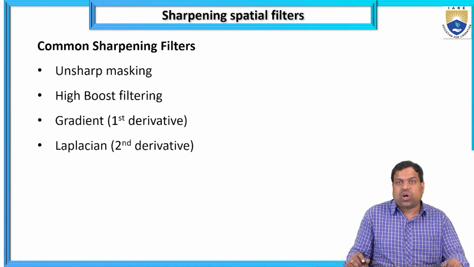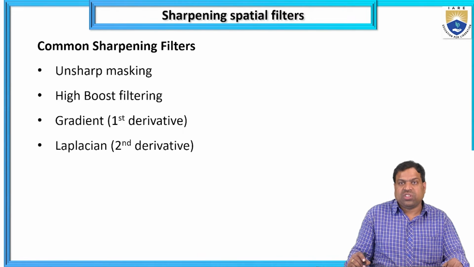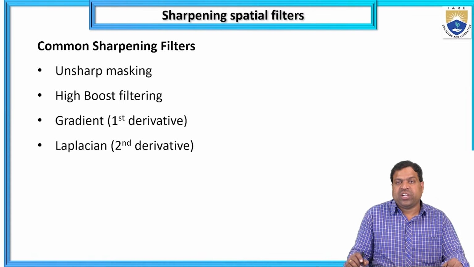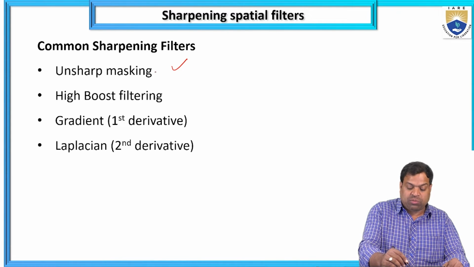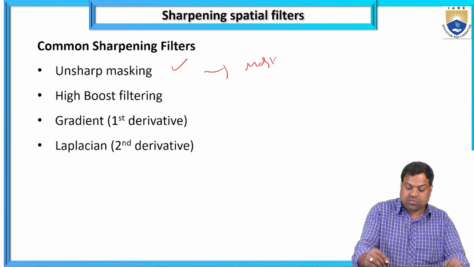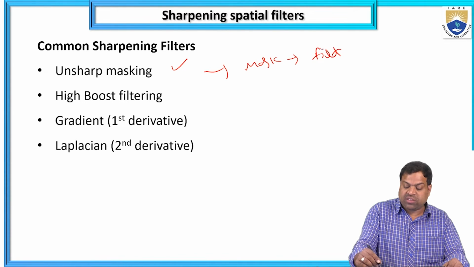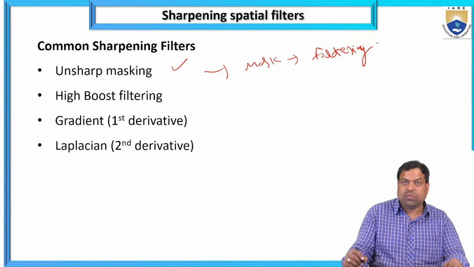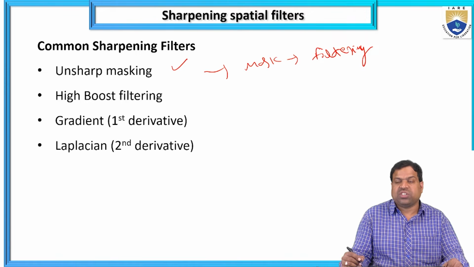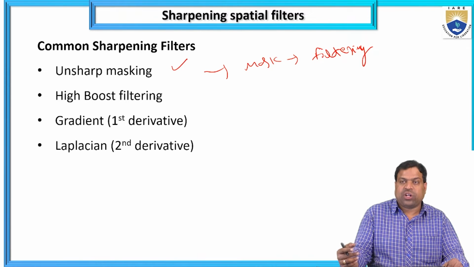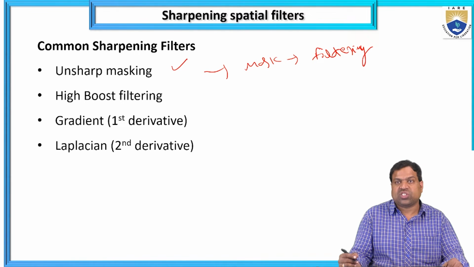And what are the common sharpening filters? Unsharp masking, high boost filtering, gradient, which is a first order derivative, and Laplacian, which is a second order derivative. These are the sharpening filters. Unsharp masking uses a mask in filtering. It means removing the blurring and removing the noise. So unsharp masking is a sharpening filter, along with high boost filtering, the gradient first derivative, and the Laplacian second derivative.